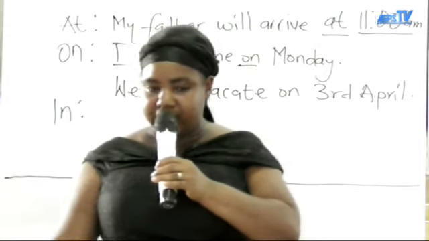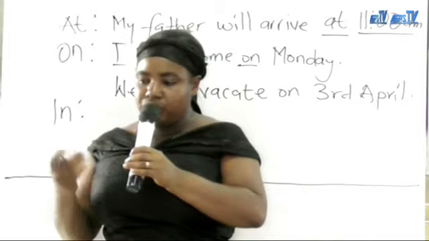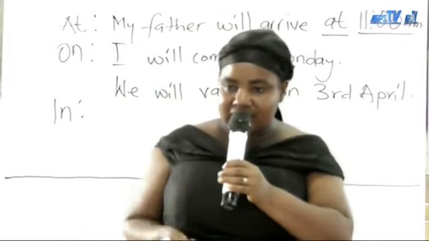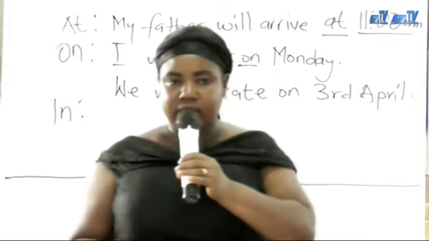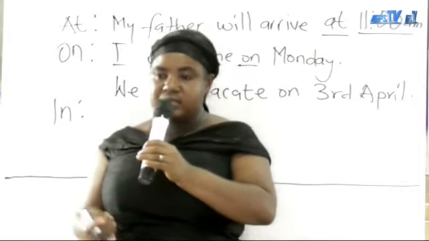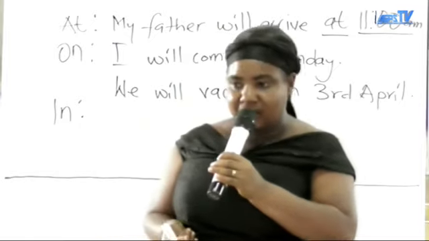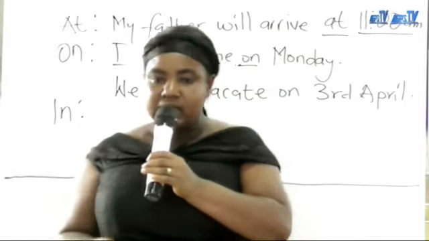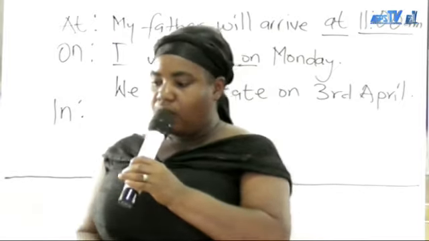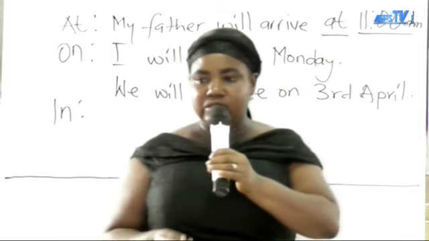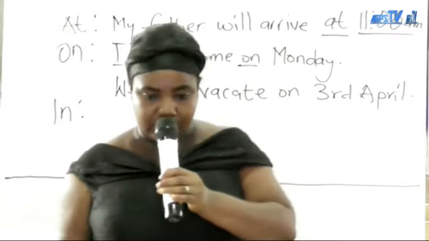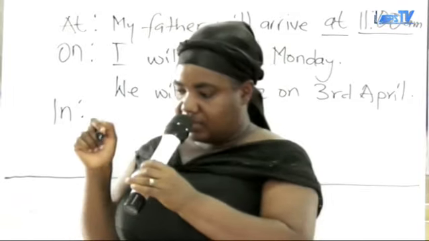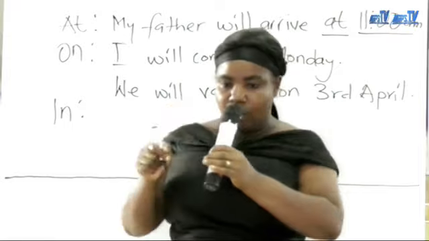Again, let's move on to prepositions that express place. The same way, we can use on, we can use in, we can use at, and we can use around. Let's take at, for example. We use it for specific places and small towns.